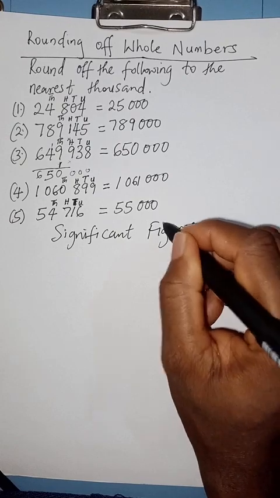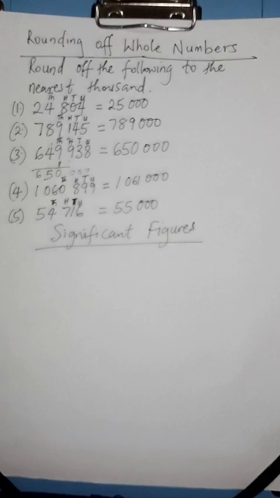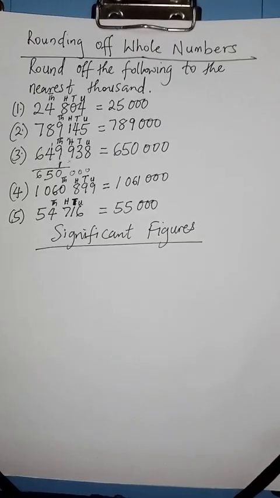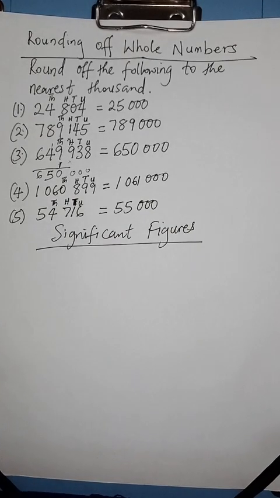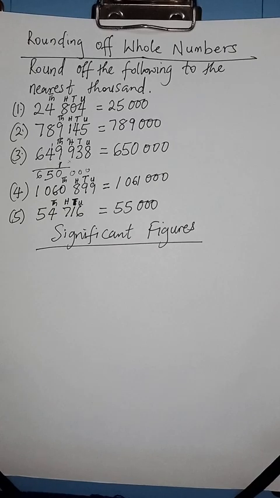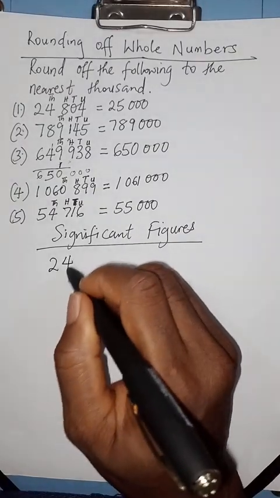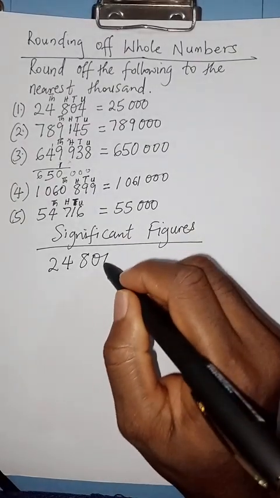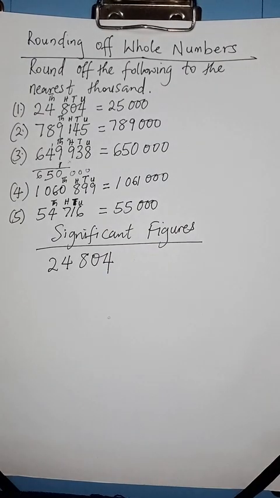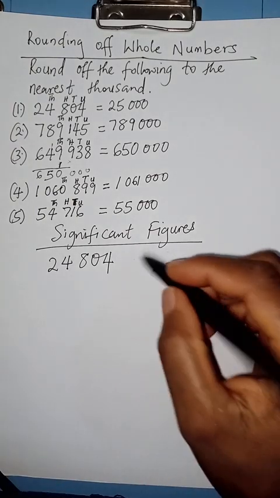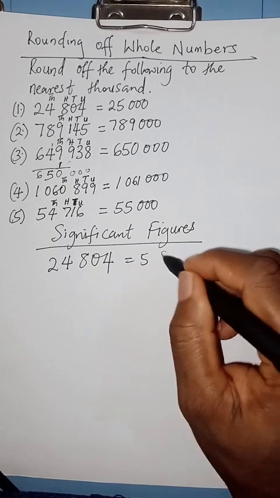Significant figures. Now, when we say significant figures, what do we mean? The counting numbers 1, 2, 3, 4, 5, 6, 7, 8, 9. They are significant numbers. Let's take, for example, if I have 24,804, and the question is asking me, how many significant figures do I have here? I have 5 significant figures.